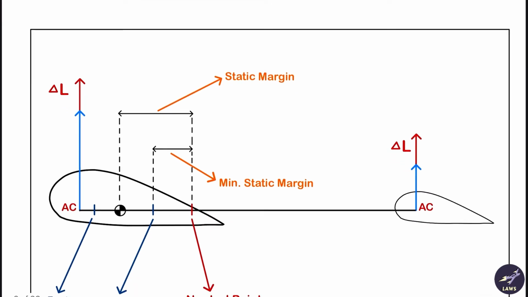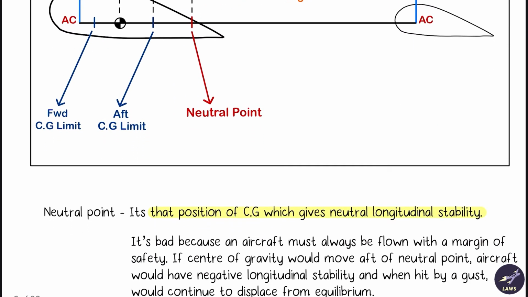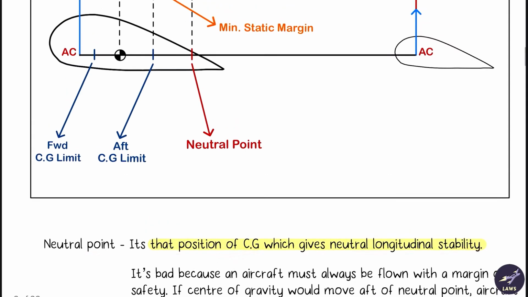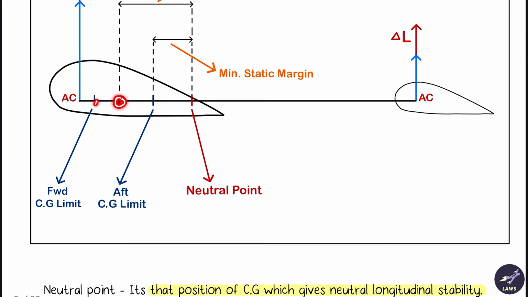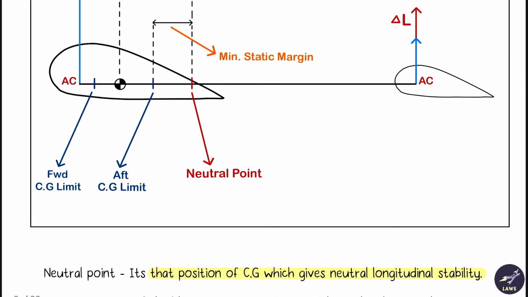Now we'll look at some terms. First of all, neutral point. It is that position of center of gravity which gives the neutral longitudinal stability. Okay. So this is the CG. You have the forward limit and the aft limit. And the neutral point is aft of the aft limit. Okay. So this point gives neutral longitudinal stability. That is, the situation won't get worse, at the same time it won't get better.